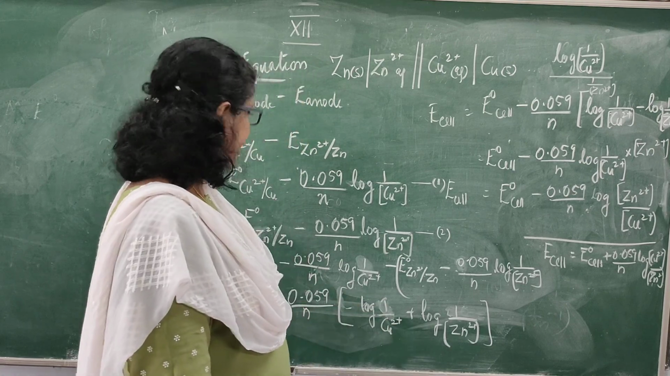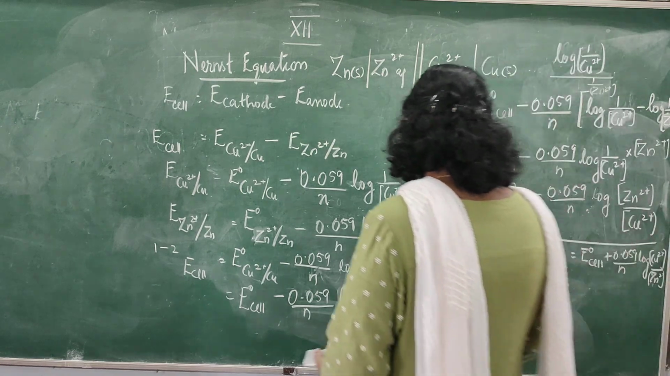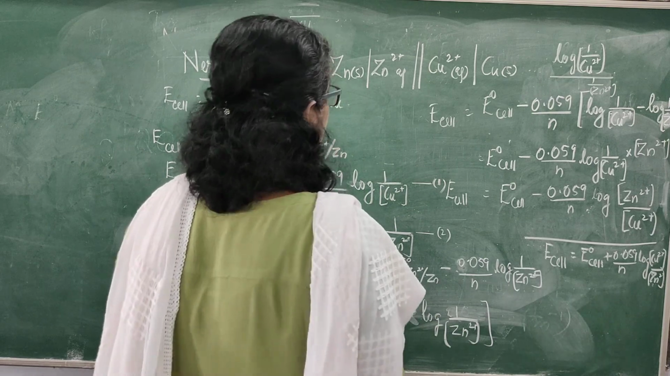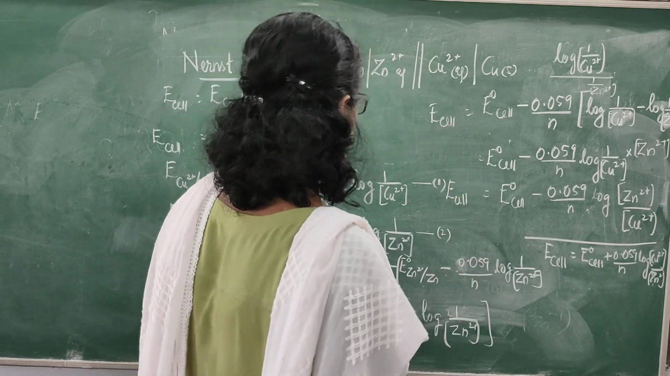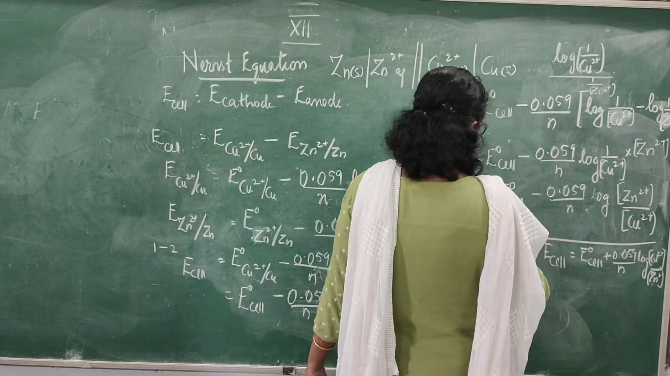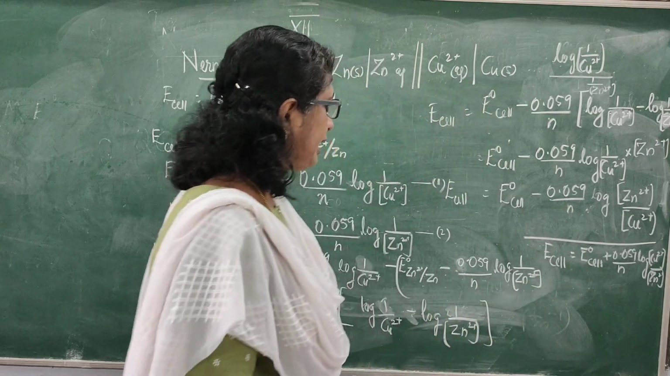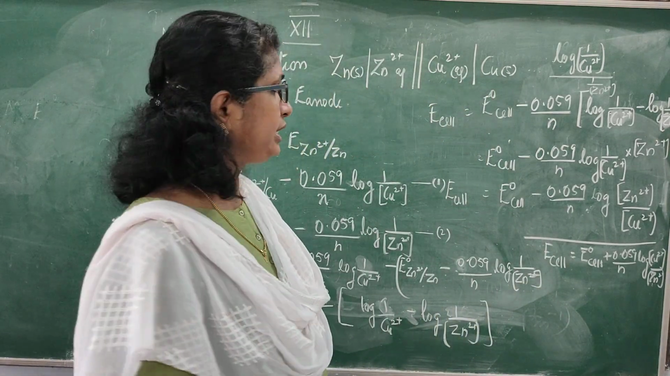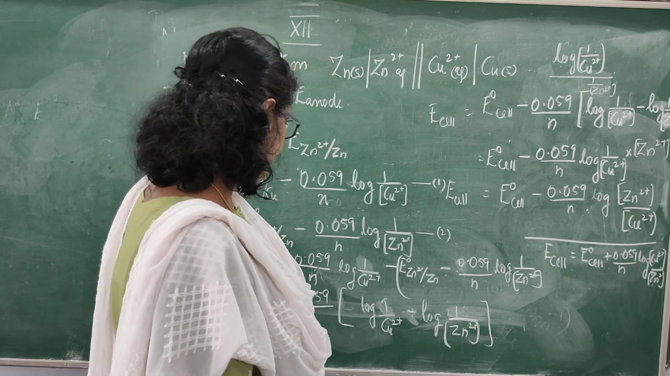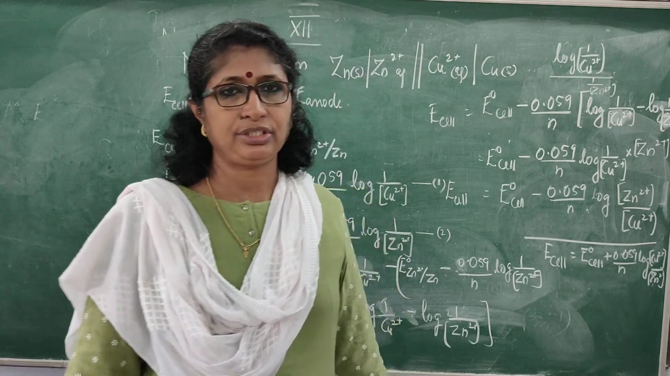And here since I am taking minus outside, this is plus, this is minus. So you will get E cell is equal to E° cell minus 0.059 by n log molar concentration of Sn2+ by molar concentration of Cu2+. So this is the E cell of the reaction.